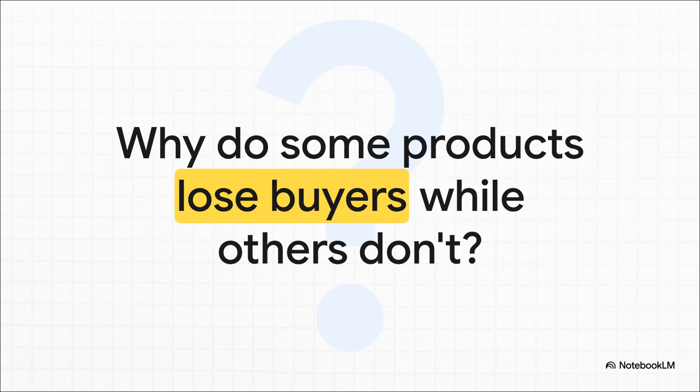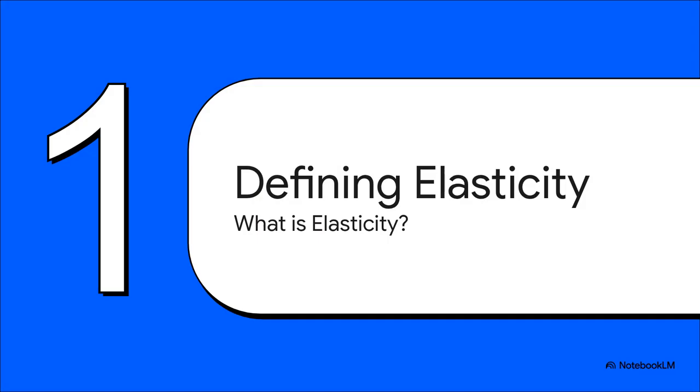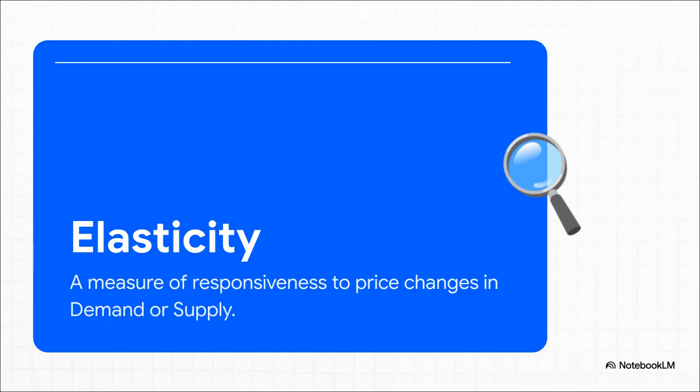Well, to answer that, we really have to look at a fundamental rule of economics. Section 1. Defining elasticity. What is elasticity? That magical term is elasticity. In economics, elasticity is simply a measure of responsiveness. It's kind of like the tension of a rubber band, you know? The pull is a change in price, and the stretch is how drastically demand or supply reacts to it. Do buyers freak out and react dramatically to a price hike, or do they just shrug and keep buying? That level of responsiveness, that's exactly what elasticity measures.